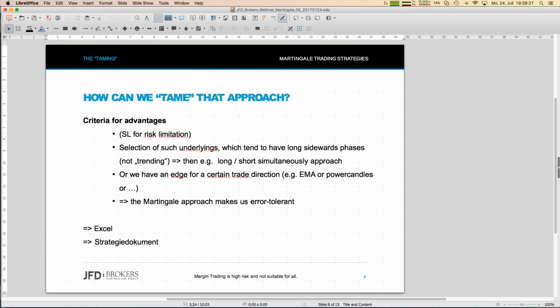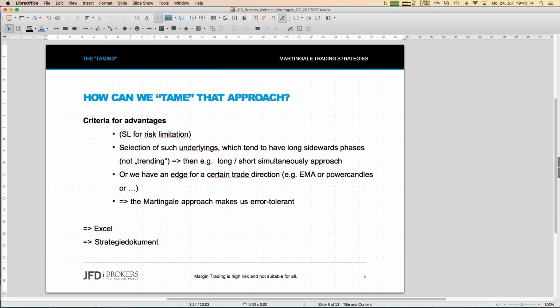What did we discuss, and what did we discover? We discover that there are some edges, some probability advantages if we have those kind of power candles that we see. Hey, good. Now we have an edge into one direction. So let's go for a trade exactly into that direction and manage that trade by this kind of approach. And now what is good? We have an edge, a probability advantage, but that Martingale approach makes us a little bit more error tolerant.